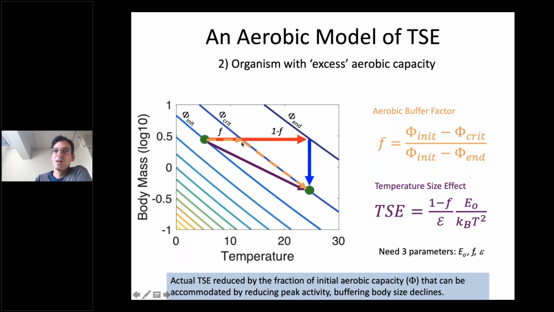All right. What this means is that if we can estimate the activity buffer for a variety of organisms, the E naught for them and the epsilon, then we could predict what the temperature size effect would be from pretty fundamental parameters that don't already tell us what the temperature size effect is. We can use those physiological traits to predict it. Okay, so that's what I want to do.